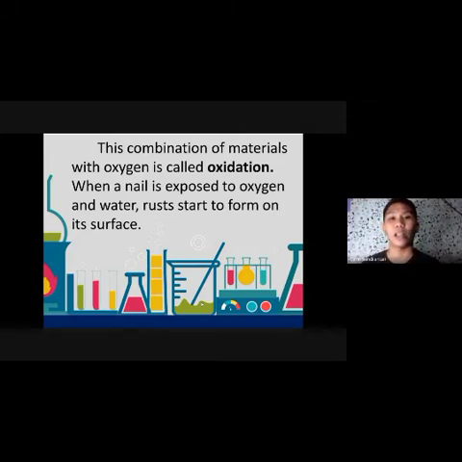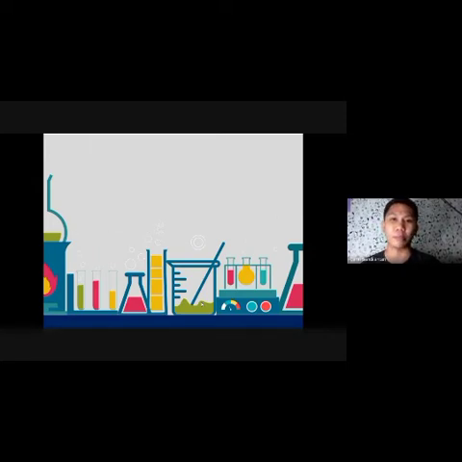For example, when a nail is exposed to oxygen and water, rust starts to form on its surface. Bakit water? Wala namang oxygen sa water. Remember, water is H2O, hydrogen, dalawang hydrogen, isang oxygen. So therefore, oxygen pa rin. Kaya nagra-rust yung nail. Ano pa? Yung galvanized iron. Yan, kapag umulan, uminit, kapag time goes by, nagkakaroon siya ng rust. Okay? Nagkakalawang. Yun po, because of oxygen and water or exposed to oxygen and water.